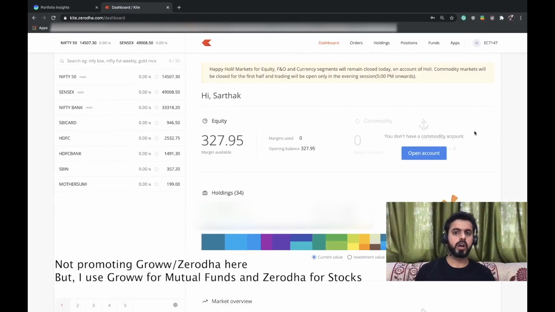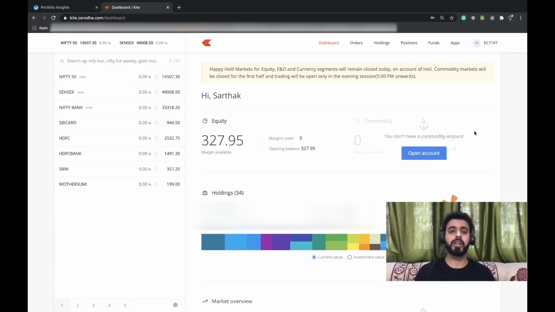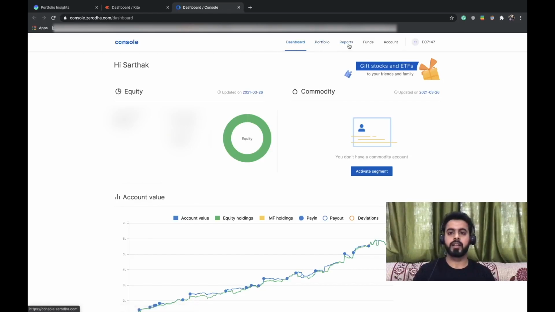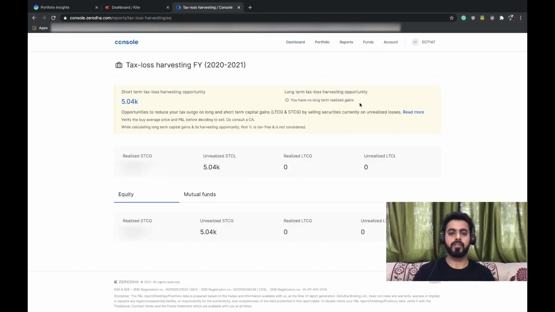If you use Zerodha for stocks, then there is a good way in Zerodha to know if there is an opportunity to set off capital gains with losses. What you can do is you can go on console and then reports and tax loss harvesting. Tax loss harvesting is another term for setting off capital gains with capital losses. If you see, it is showing you short-term tax loss harvesting opportunity, and it also shows you the realized short-term capital gain and unrealized short-term capital loss, which you can use to set off the capital gains.